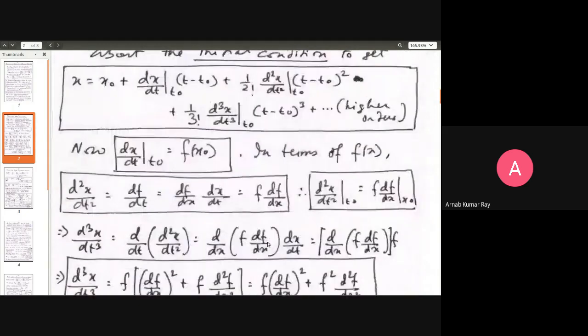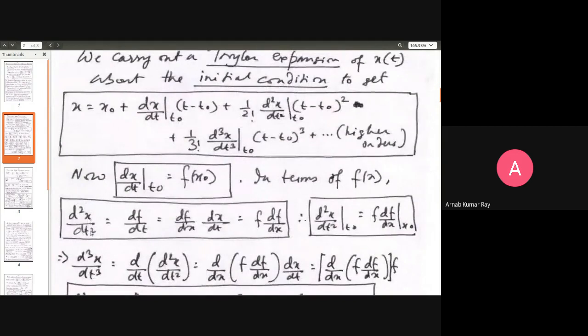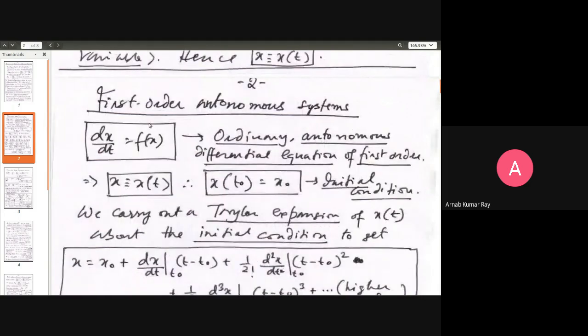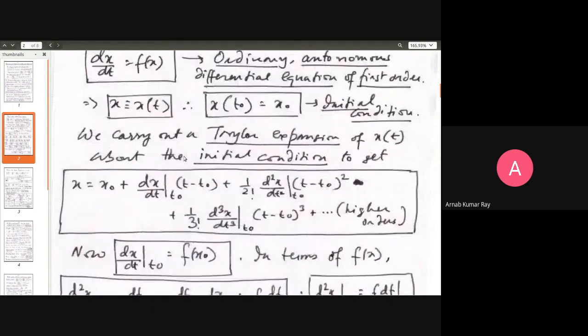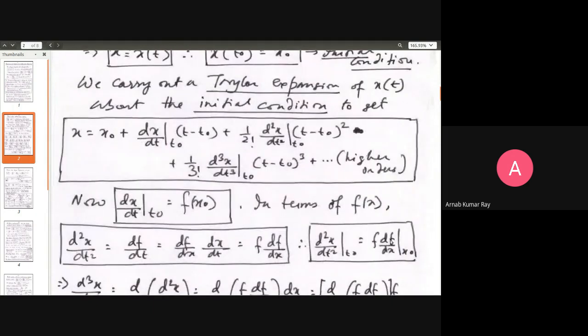So it is f into df/dx. So d2x/dt squared is f df/dx. This you will substitute over here. d2x/dt squared at t naught is equal to f df/dx at x naught. This has a certain advantage now because f is prescribed. The formula of f is given to you. If it is given to you, then you can take the derivative of f as a function of x being known. You can take the derivative of it, df/dx.